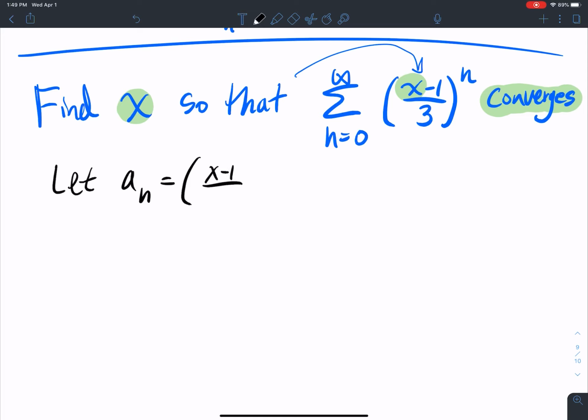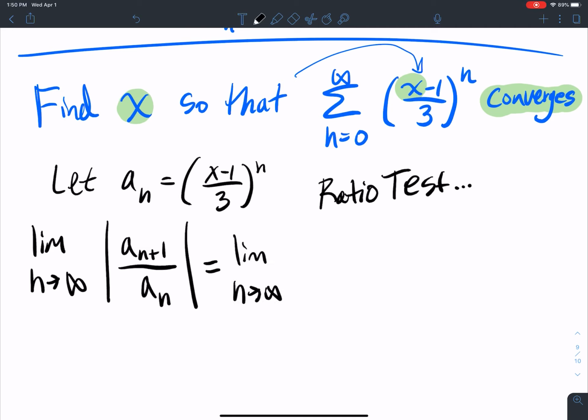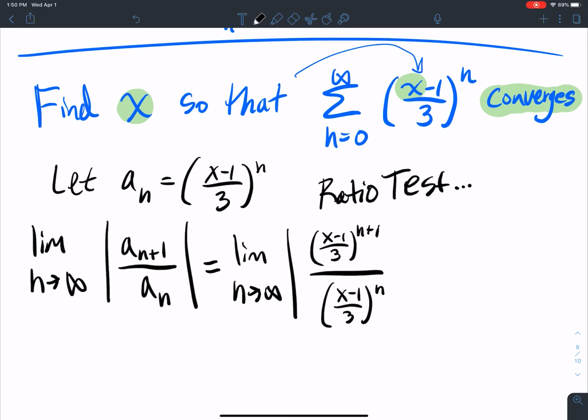So first, to figure this out, I want to let a sub n equal the sequence a_n, which is (x minus 1 over 3) to the n. Then we're going to run with the ratio test. What does the ratio test tell me? It tells me the limit as n goes to infinity of a_(n+1) divided by a_n, the ratio of those terms, is equal to the limit as n goes to infinity of the absolute value of (x minus 1 over 3) to the n plus 1 divided by (x minus 1 over 3) to the n.